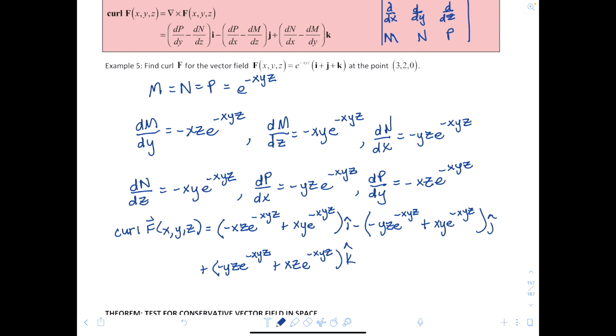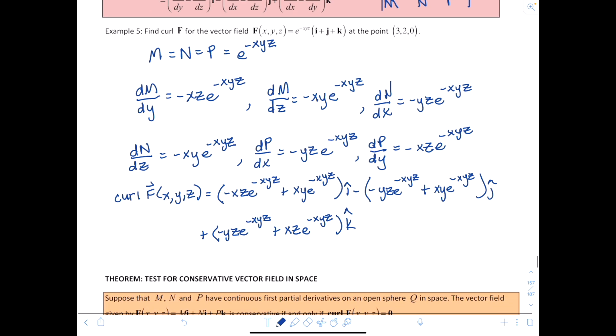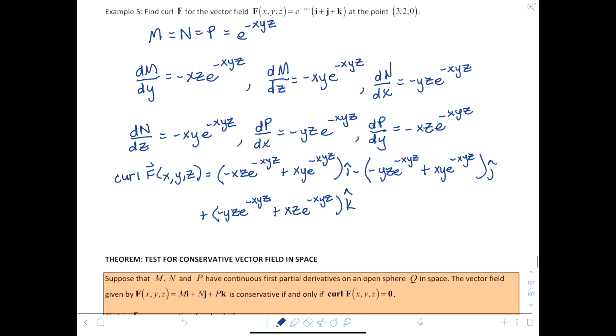So at (3, 2, 0), we could definitely simplify this, but we're evaluating it anyway, right?